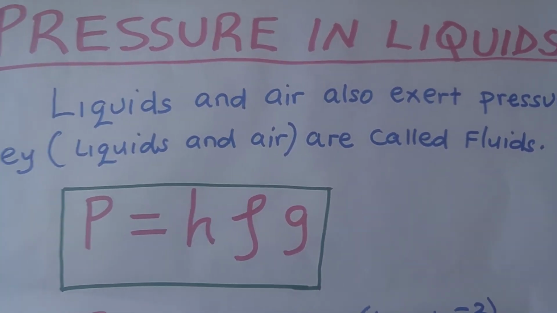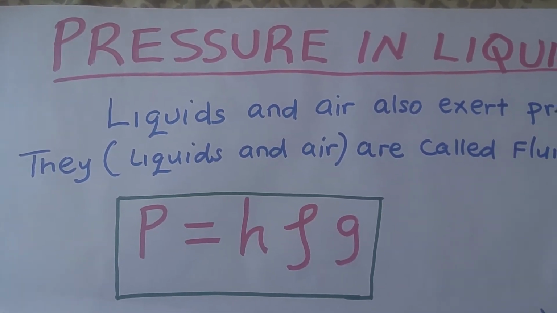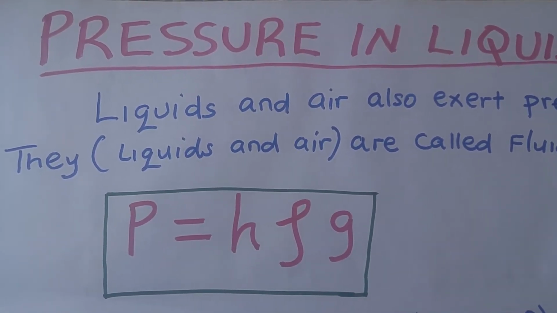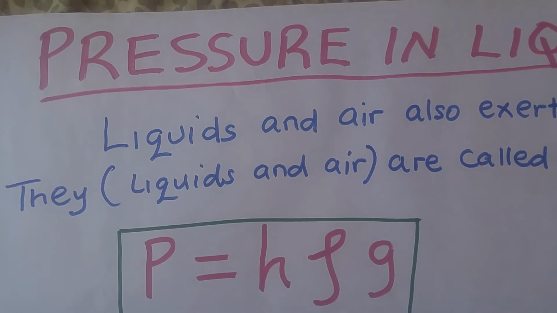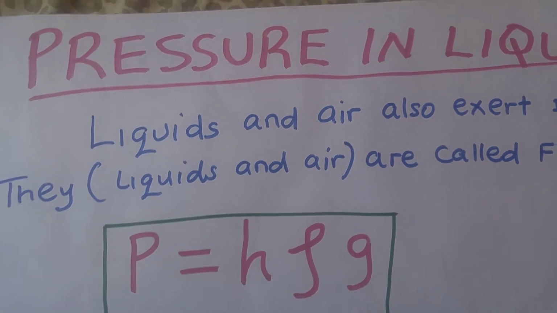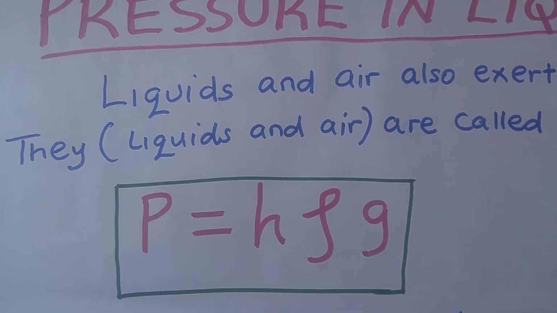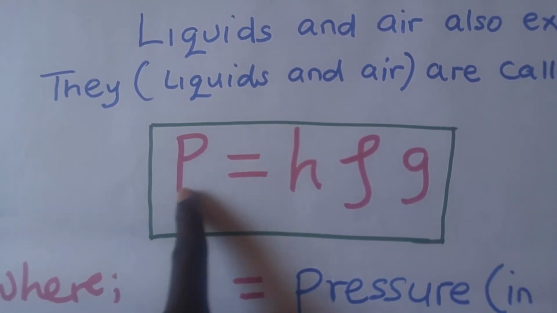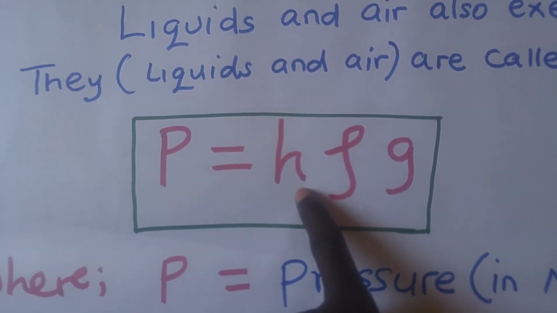Now, when we were talking about pressure in solids, we used the formula pressure equals force over area. And we said the factors which affect pressure in solids are, you get them from the formula, that is force and area. Now, can we say the way you calculate pressure in solids is the same way you calculate pressure in liquids? No. When you're calculating pressure in liquids, the formula is this. Pressure is equal to, P means pressure, H is equal to height or depth.